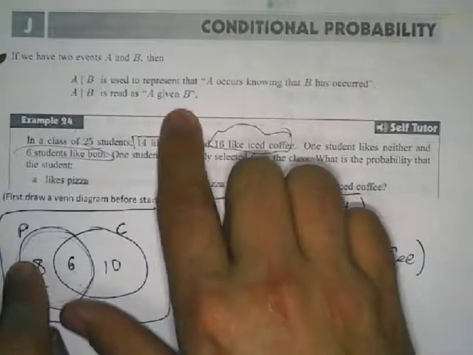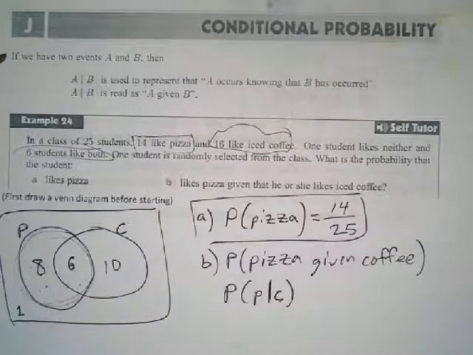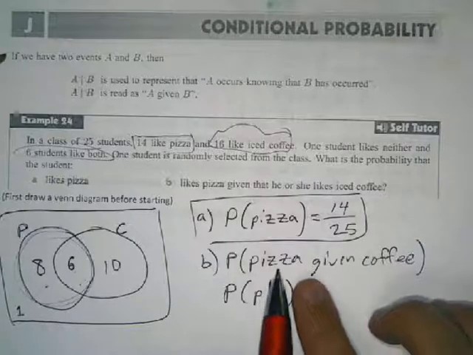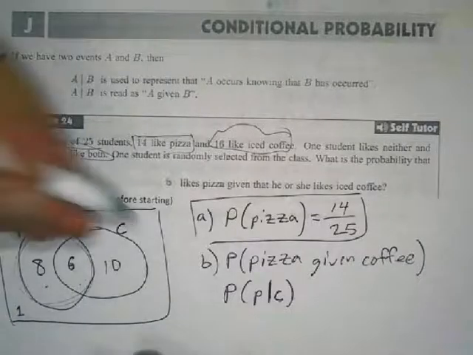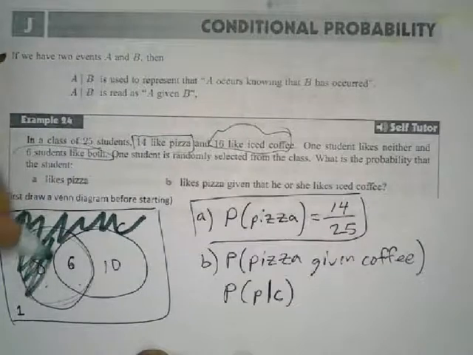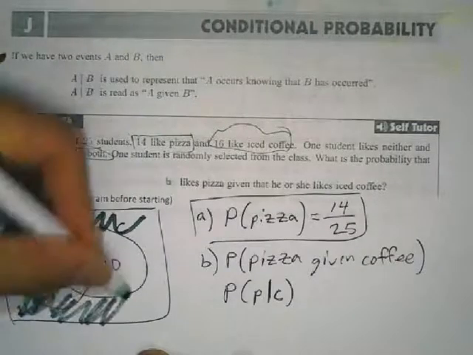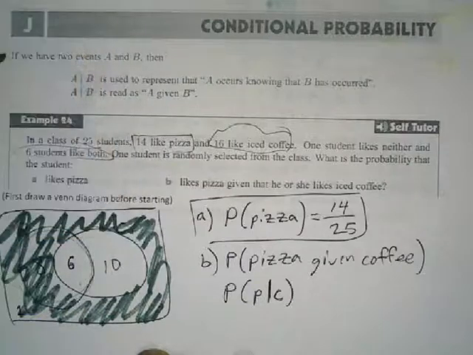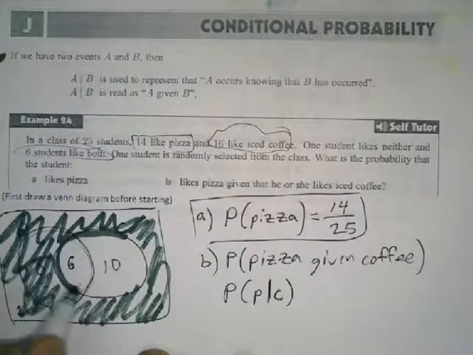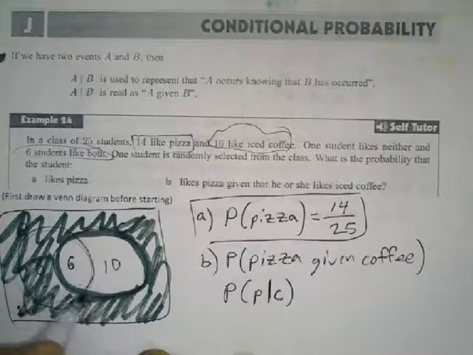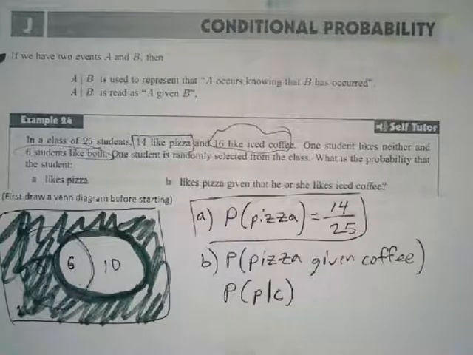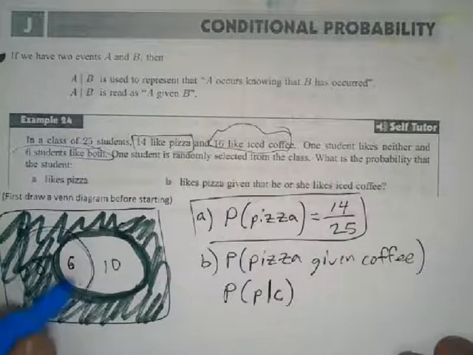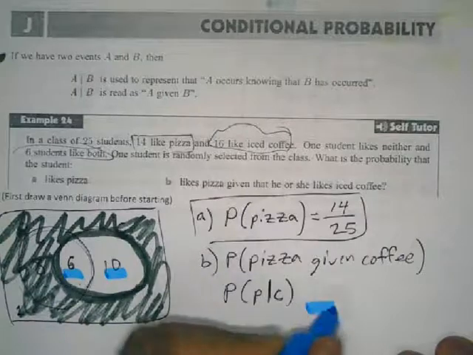Now, since we're talking about who likes pizza given that we like iced coffee, the first thing that I'm going to do is I'm just going to pretend that all of this doesn't exist. Okay, our world only deals with coffee-loving people. So how many people love coffee? 6 plus 10, so my denominator is going to be 16.